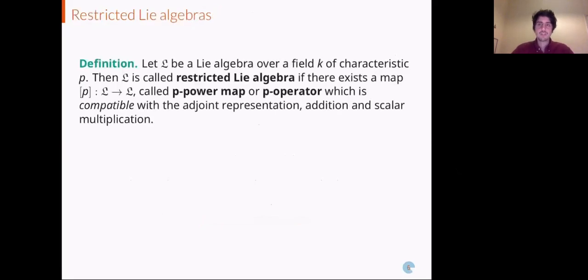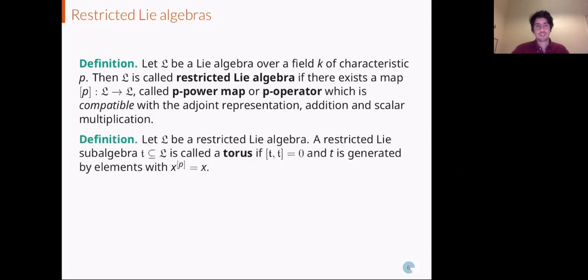And it turns out that if we are working over a field of positive characteristic, we have even further structure. So in fact, this leads us to the notion of a restricted Lie algebra. A Lie algebra is restricted if there exists a p-power map, or p operator, which is just a map that goes from the Lie algebra to itself, which is compatible with the adjoint representation, addition, and scalar multiplication. So this is roughly the definition. I don't have, unfortunately, the time to give you all the details, but this is roughly the idea.